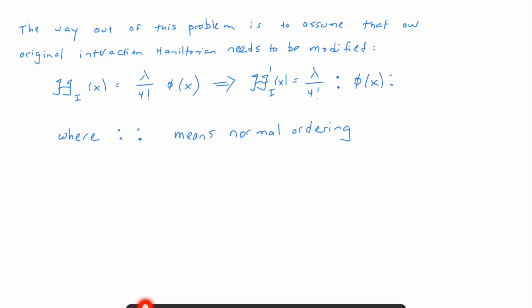How do we get out of this problem? Well, here's the actual solution. We realize this is not going to work, so we actually have to very slightly modify our interaction so we get meaningful results. So instead of saying our interaction Hamiltonian in this toy model, which is still a toy model, is lambda over 4 factorial phi to the 4th of x, we are going to make a subtle change and say that this is not the actual interaction part of our Hamiltonian, but this is it: lambda over 4 factorial, normal ordering of phi to the 4th of x. These double dots on each side mean normal ordering.